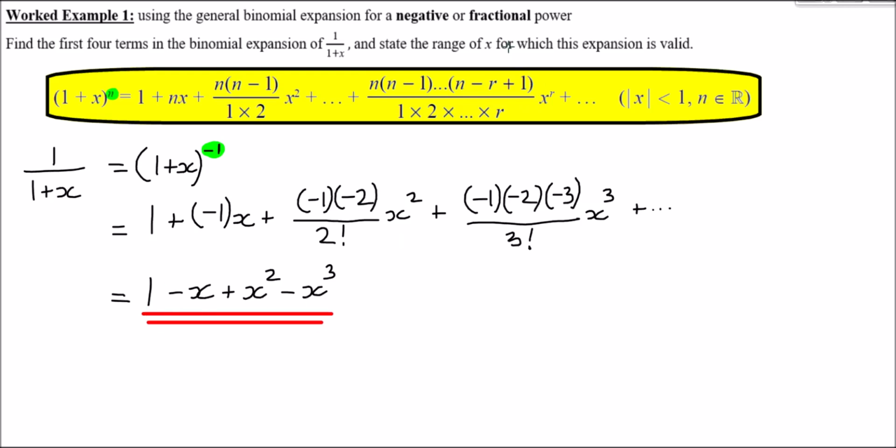State the range of x for which this expansion is valid. So we just need to put in here that the size of x has to be less than 1. Or you could say it like this. Same difference, either this or that will be absolutely fine.